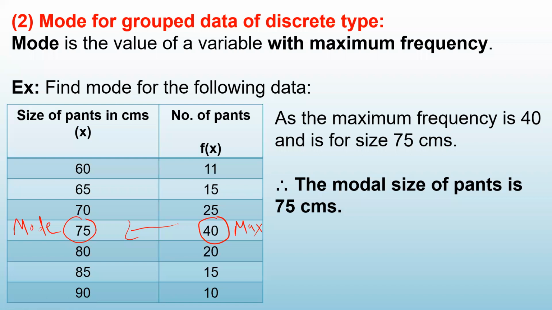So group data of discrete type, to calculate the mode, just look at the frequency. Where it is highest, see for which value it is highest, that value becomes the mode. It is that simple. Okay. Now see here, here to calculate mode, you don't have to find cumulative frequencies. Right? Median निकालने के लिए हमको cumulative frequency निकालना पड़ता है. So now we have seen how to find out mode for the group data of discrete type.